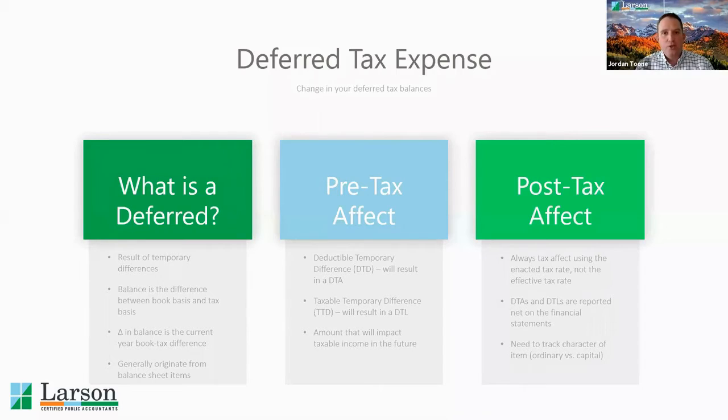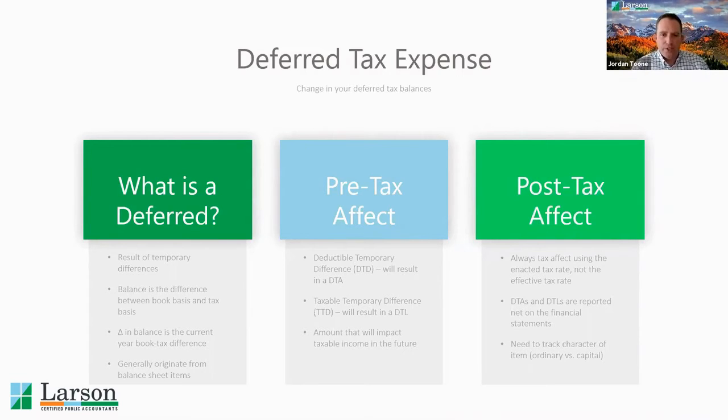Each year you'll have a beginning deferred tax asset or deferred tax liability, and an ending deferred tax asset or liability. The change in that is what makes up the deferred tax expense. Generally, these items result from balance sheet items, so your accrued expenses, prepaid expenses, depreciation, accumulated depreciation, accumulated amortization. It doesn't always result from balance sheet items, but generally it does.